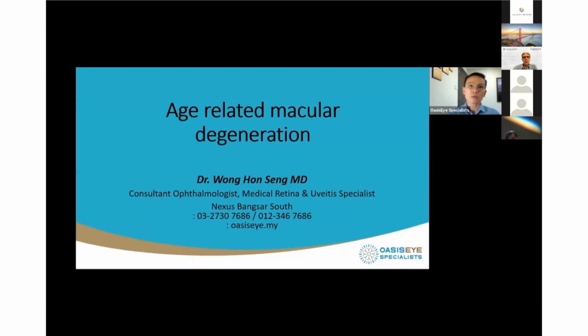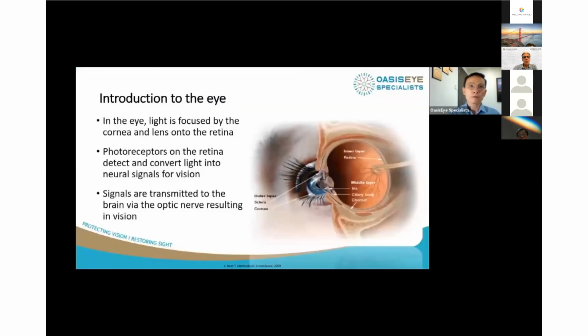And today I'm tasked to talk about age-related macular degeneration. First and foremost, I would like to bring us all back to the basics. I would like to introduce what the organ of the eye actually does. Inside our eye, light is focused by the cornea and also by our normal crystalline lens, and it's focused onto the retina. The cells in the retina we call photoreceptors will detect the light and convert it into signals that will be sent to our brain and interpreted as vision. These signals are transmitted to the brain through our optic nerve, and that's what leads to us being able to see.